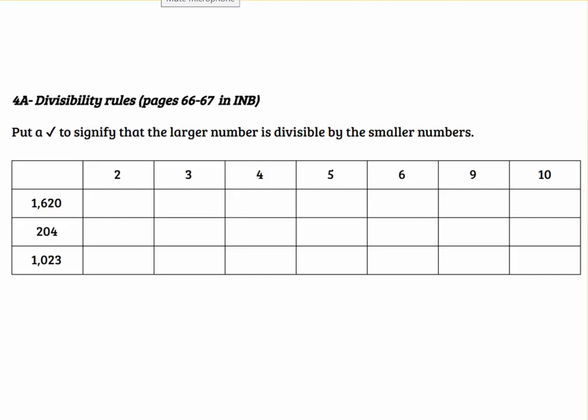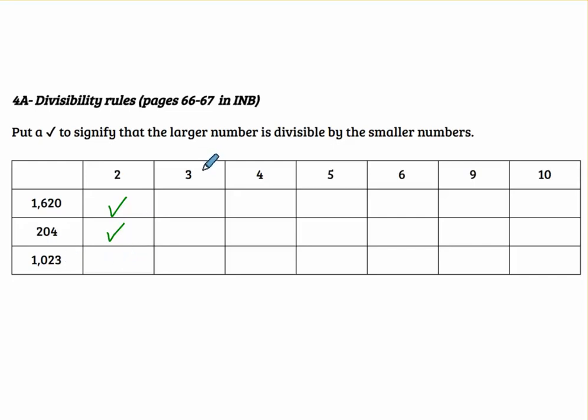All right, with this concept, we start in on our Unit 4. So divisibility rules, we're going to put a check to show that the smaller number is a factor of the larger number. All right, so I'm just going to go down the columns here. In order for something to be divisible by 2, it needs to be even. So this one is even and this one is even. I'm not going to put anything down here because this is an odd. It will not divide by 2 evenly.